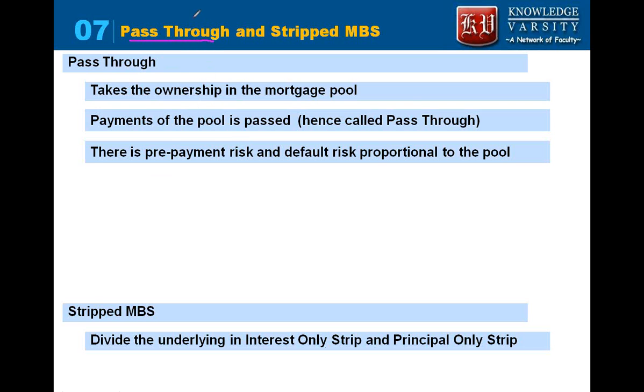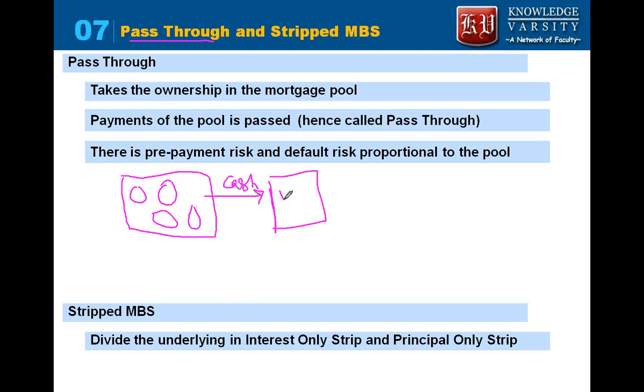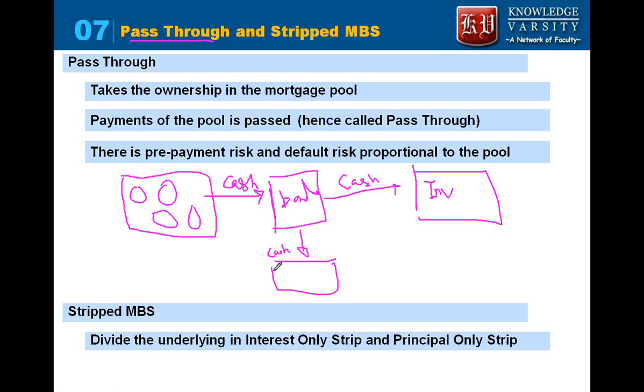In pass through, the name suggests pass through, that means whatever was the structure of the pool. So this was the pool, the pool pays cash, and you have bonds, and then you have investors. Whatever cash is received from this pool is passed on to the investors. Of course, there are some intermediaries which will take some commission out of it. So part of the cash goes to intermediaries, most of the cash goes to investors.